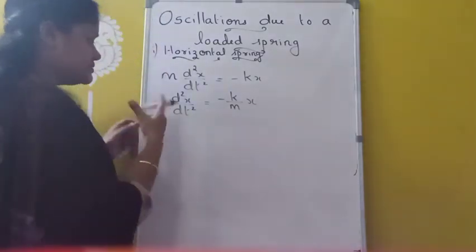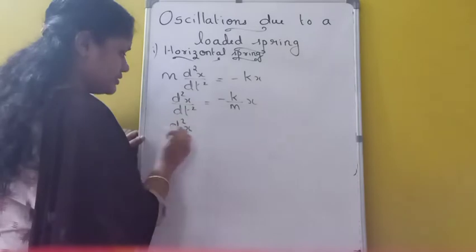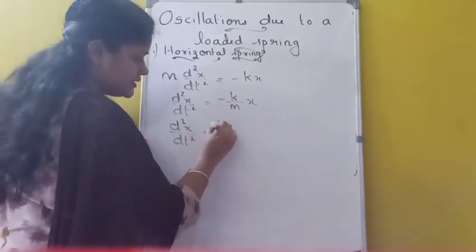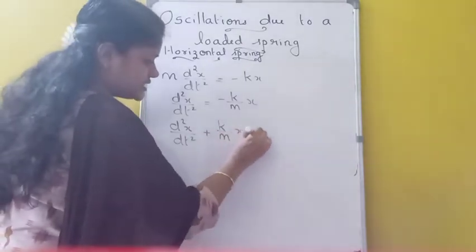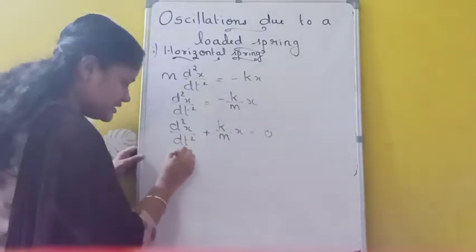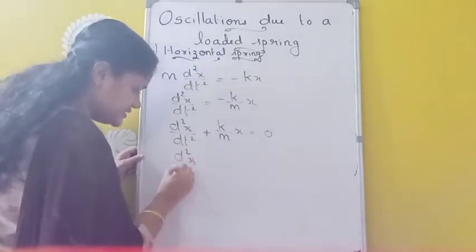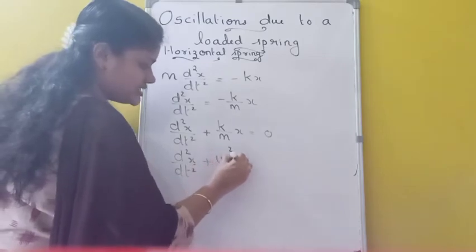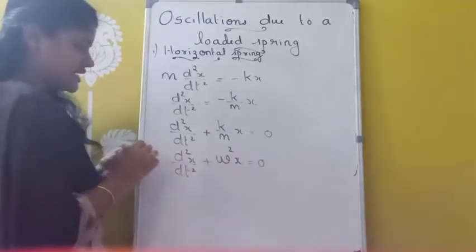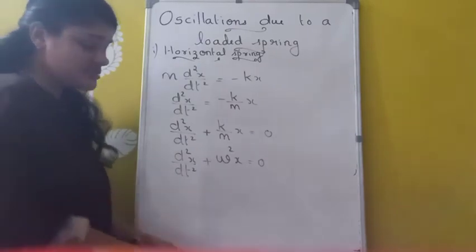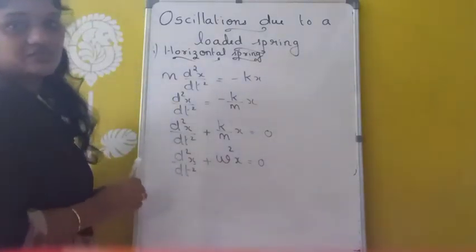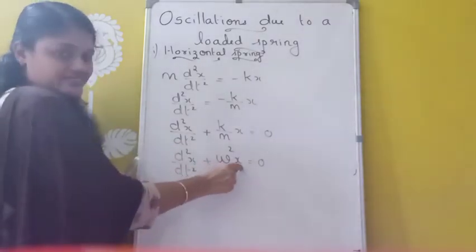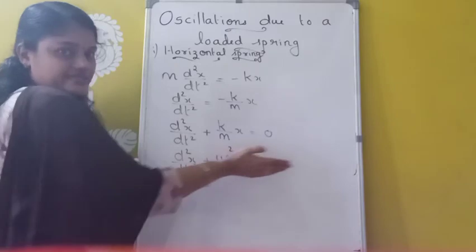Or we can write this as d square x by dt square, this I am taking on the left hand side, plus k by m into x equals 0. And again this one can be written as d square x by dt square plus, instead of k by m I am writing omega square into x equal to 0. So this is actually the differential equation of simple harmonic motion. So the differential equation of simple harmonic motion is given by d square x by dt square plus omega square x equal to 0. So here displacement is along x direction.